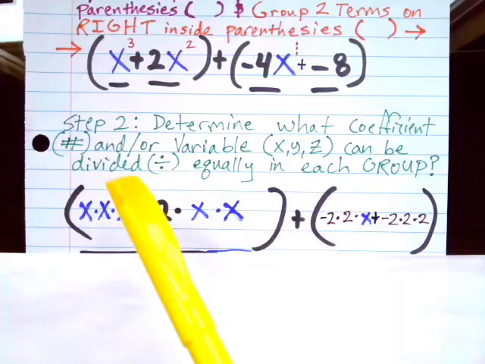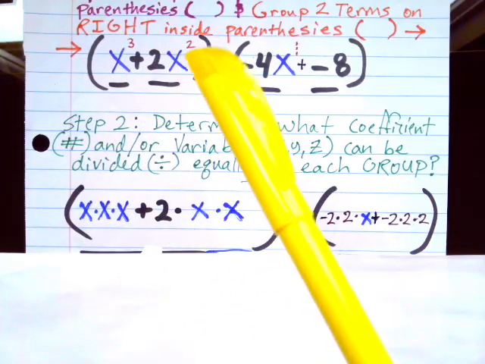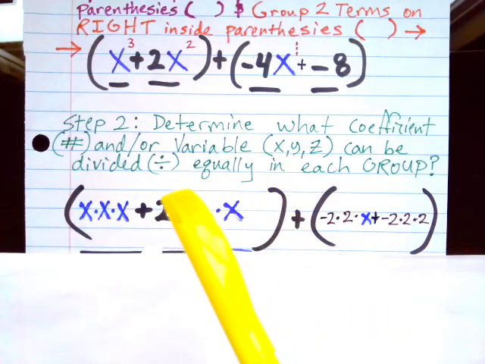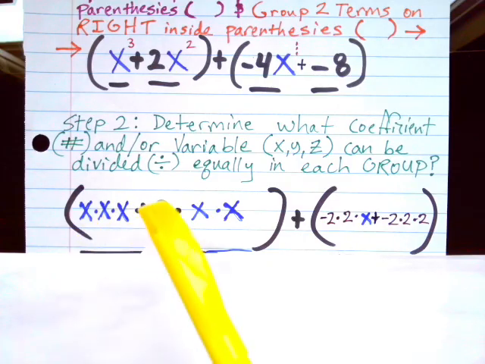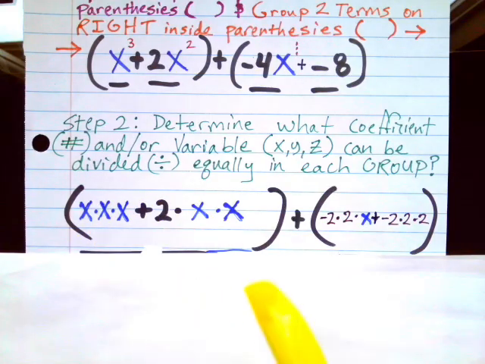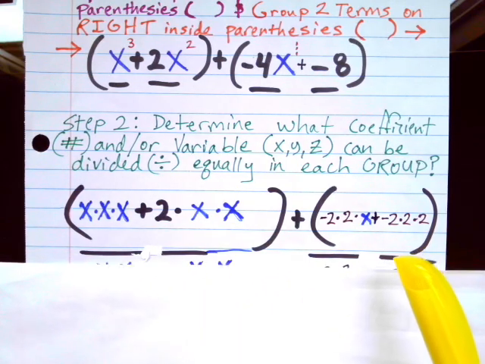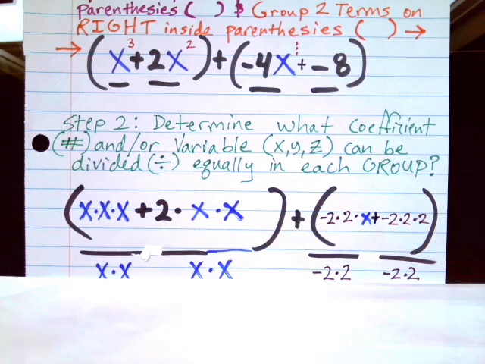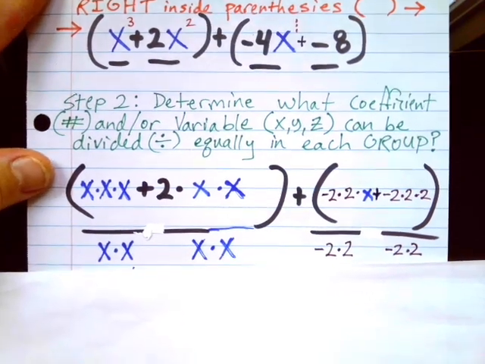Over here, you can see I have at least 3 x's plus 2x to the second power. So I have 2 x's here and at least 2 x's here. So with these terms in the parentheses, I'm going to divide x squared to both of these sides. And with the terms here, I'm going to divide a -4. And that's what I'm showing you now.